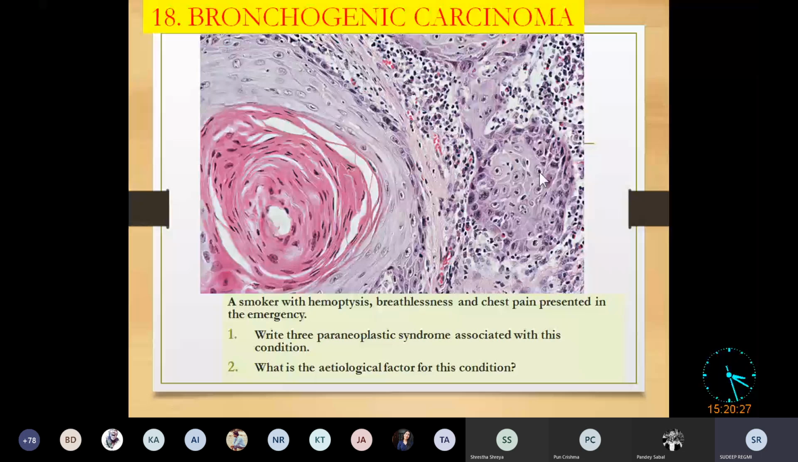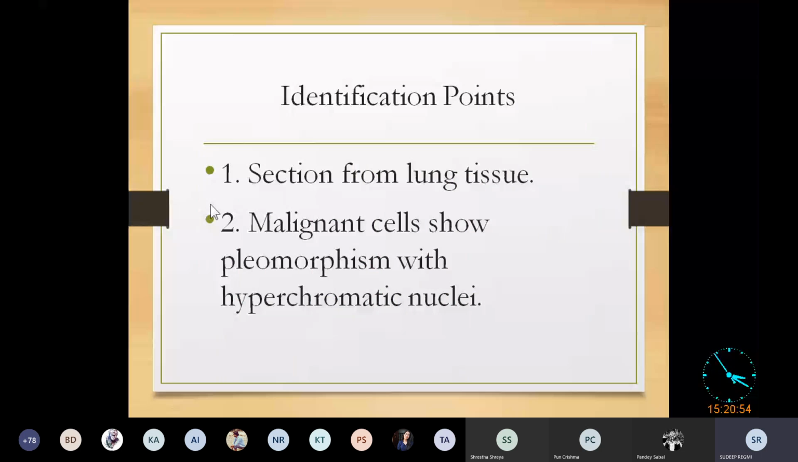The main thing is that this tumor island, this tumor foci, is infiltrating into the stroma. So this is a malignant lesion. This is a section from the lung, and malignant cells show pleomorphism with hyperchromatic nuclei, which is infiltrating into the stroma.